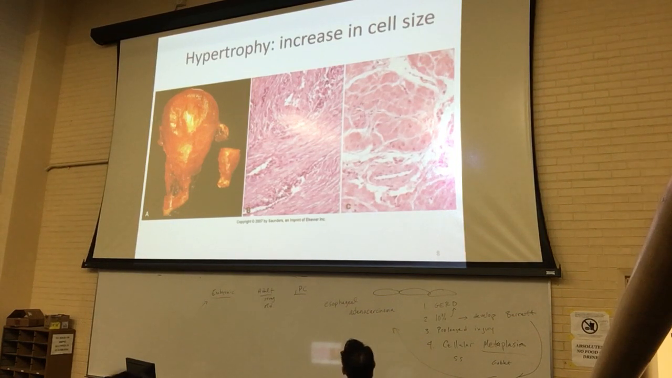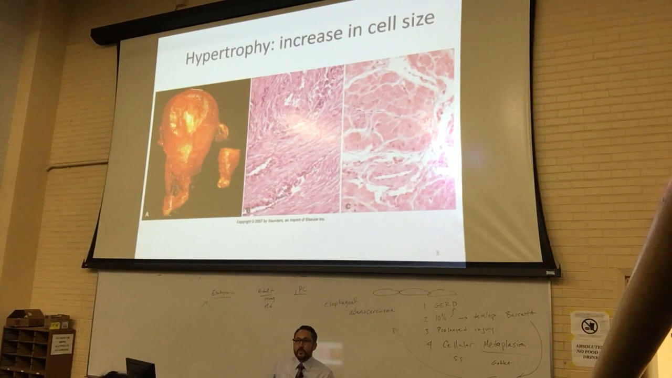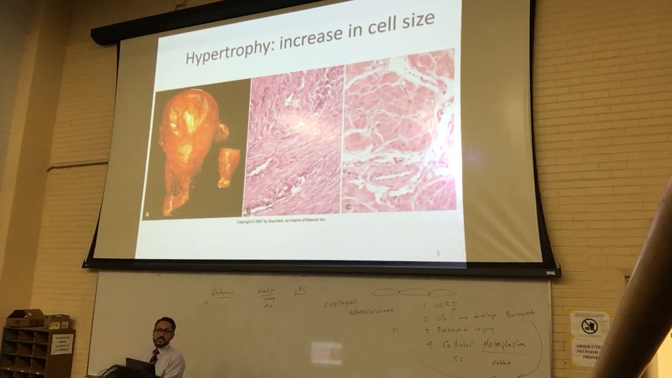Okay, so this is hypertrophy, an increase in cell size, and this is physiologic. This is not a disease. So on the left image, you've got a gravid uterus, the big one, or a pregnant uterus, and then you have a normal sized uterus down here. So this is hypertrophy, an increase in cell size that's physiologic. This is not a pathology.